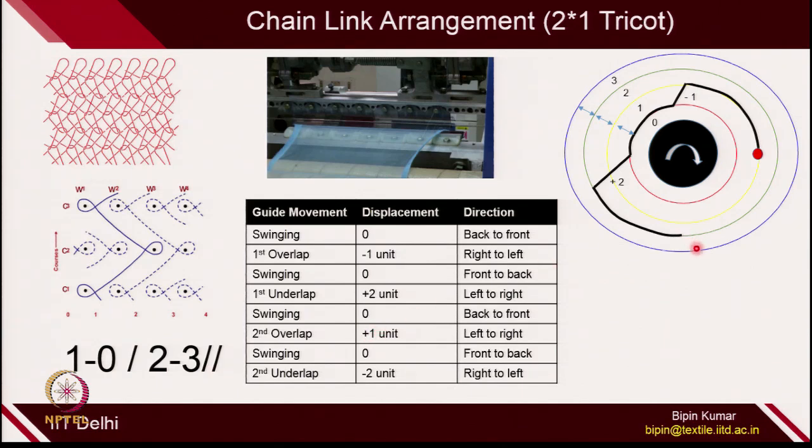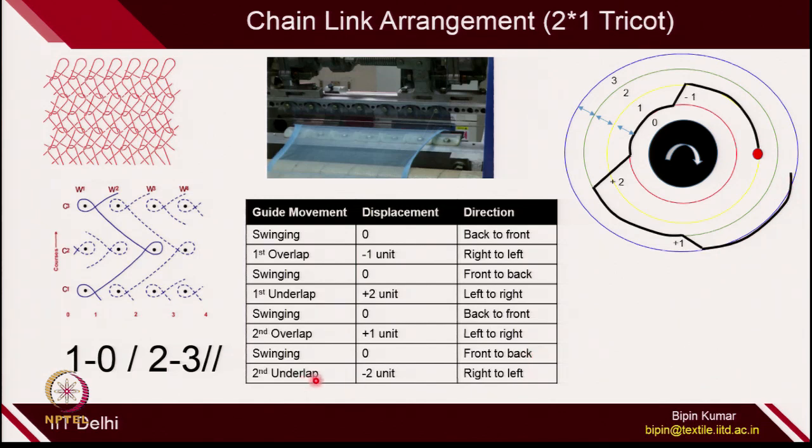So, now it has to elevate. It means it has to go to the third link position, okay, which is the highest height of the chain links on the pattern drum. So, +1 unit it elevated. Now, when it reached the third position, it has to remain there for the swinging front to back. Now, it again swings keeping the radius same. After swinging, it goes back to the back position of the needle.